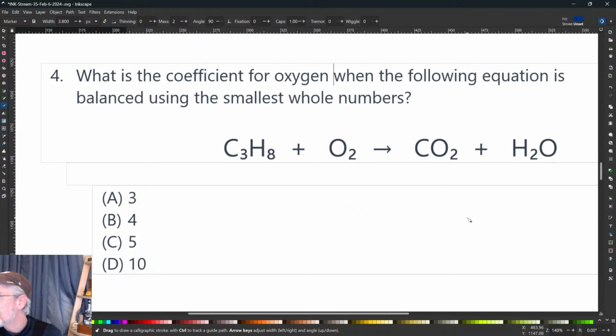All right, someone was asking for balancing. Here is a balancing equation. See how quickly you can do this.